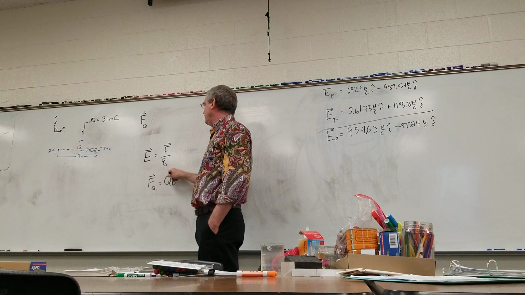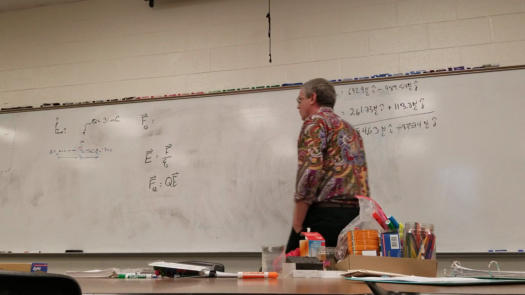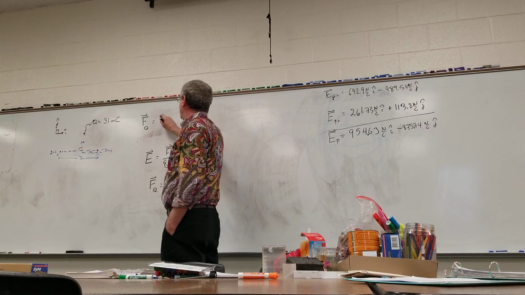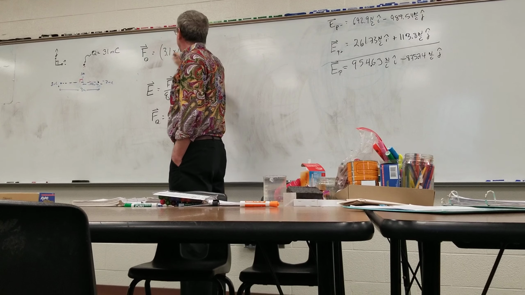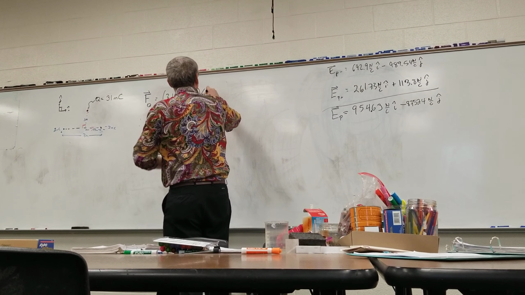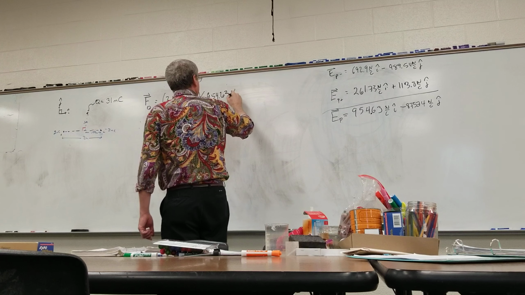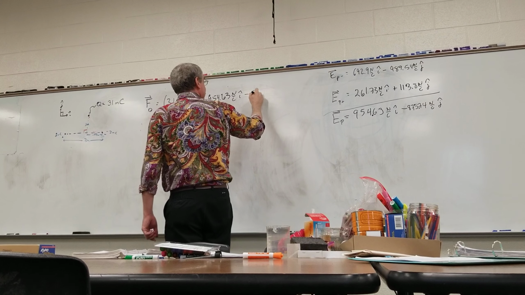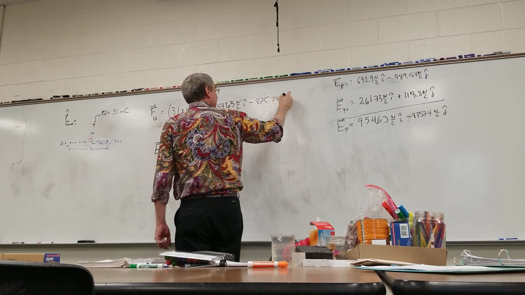Q times the electric field at that point. So 3.1 times 10 to the negative third coulombs times 954.63 newtons per coulomb I hat minus 875.74 newtons per coulomb J hat.